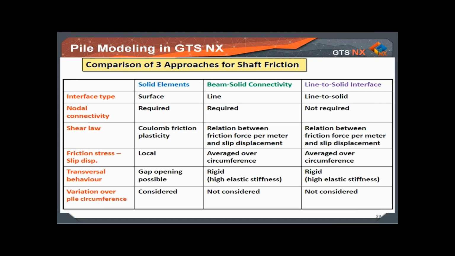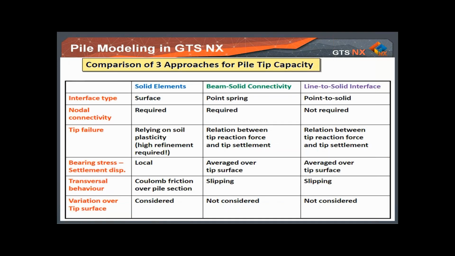This table is a comparison of three approaches for shaft friction. This table is a comparison of three approaches for pile tip capacity.